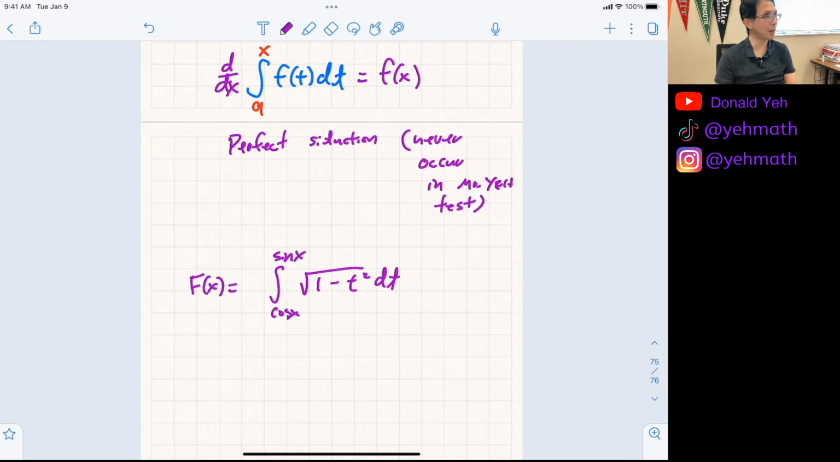It could be a semicircle. It's not bad, but we're doing a definite integral. So the only way to do that is using trig substitution, and you don't know how to do trig substitution.